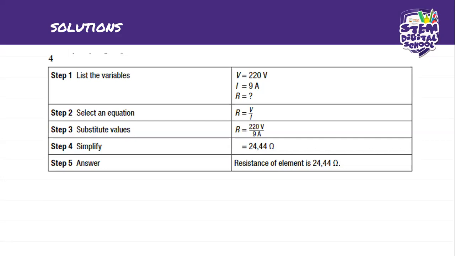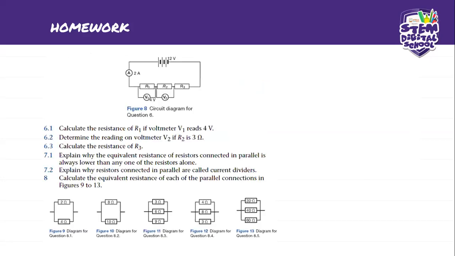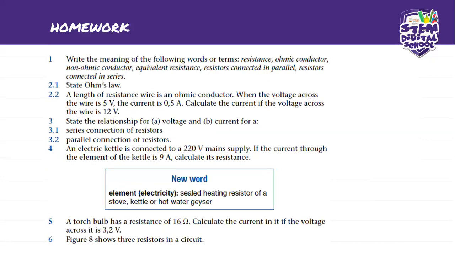So the answer, resistance of the element is 24.44 ohms. Okay, I hope that we all understand it. An element, basically in electricity, is a sealed heating resistor of a stove, kettle, or hot water geyser. That's a new word that you guys can place in your vocab.